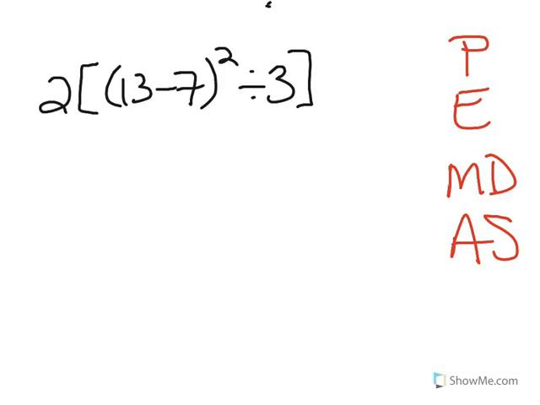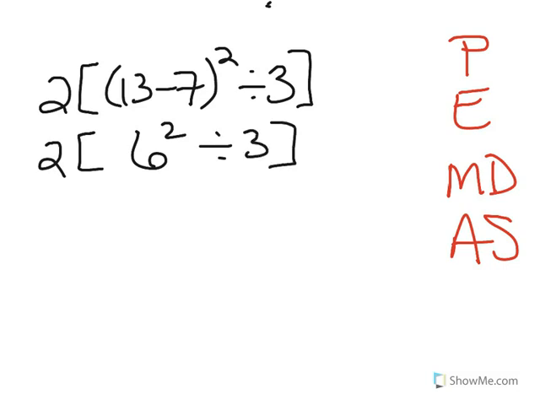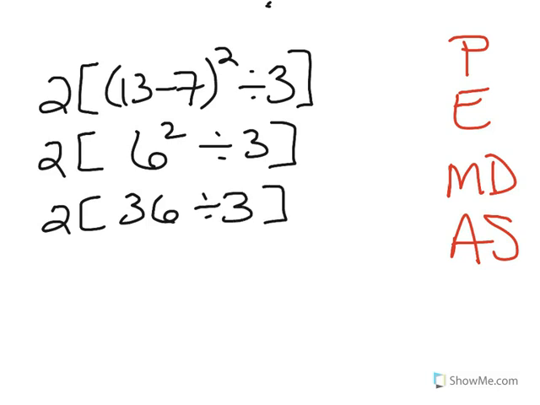Here we have an example of nesting. The parentheses are nested inside the brackets. What is in the parentheses must be done first, because we work from the inside out. So 13 minus 7 is 6. Now, inside the brackets, the exponent has priority over the division. 6 squared is 36. Now, inside the brackets, we work first. 36 divided by 3 is 12. And 2 times 12 is 24.